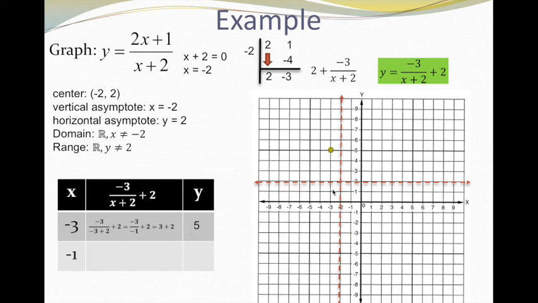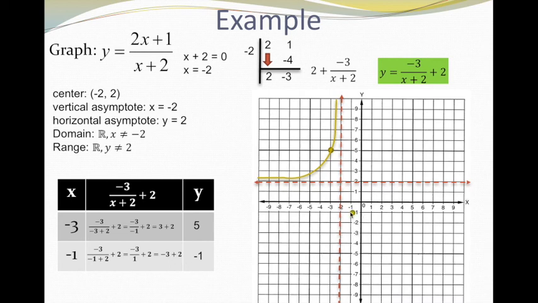So my branches are going to approach my vertical asymptote and my horizontal asymptote, but never cross. This can go on for infinity. So now I need to input my other value, negative 1. So negative 3 over negative 1 plus 2 plus 2. So negative 3 over 1 plus 2, which is negative 3 plus 2, which is negative 1. So my point is at negative 1, negative 1.